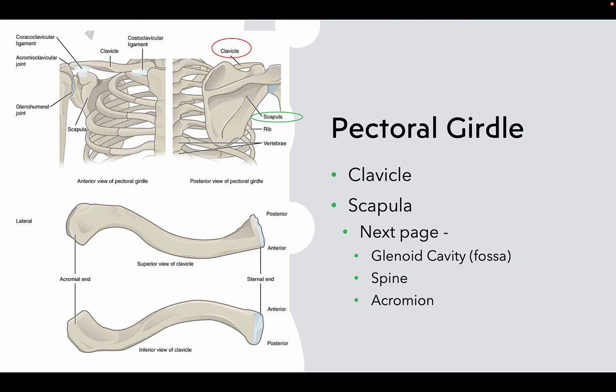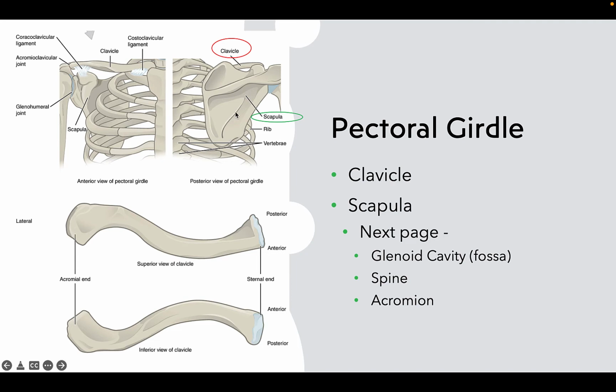The clavicle you just need to be able to recognize as this S-shaped bone. It's going to have this S-looking shape to it. All right, you're going to see the acromial end and the sternal end. The sternal end attaches to your sternum in the middle of your chest, the medial side of the clavicle. And this would be the acromial end. This will deal with the acromion aspect of the scapula.